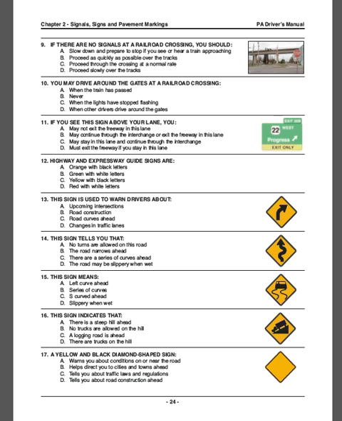14. This sign tells you that A. No turns are allowed on this road, B. The road narrows ahead, C. There are a series of curves ahead, D. The road may be slippery when wet. The answer is letter C. The curvy arrow alerts you to a series of curves ahead.